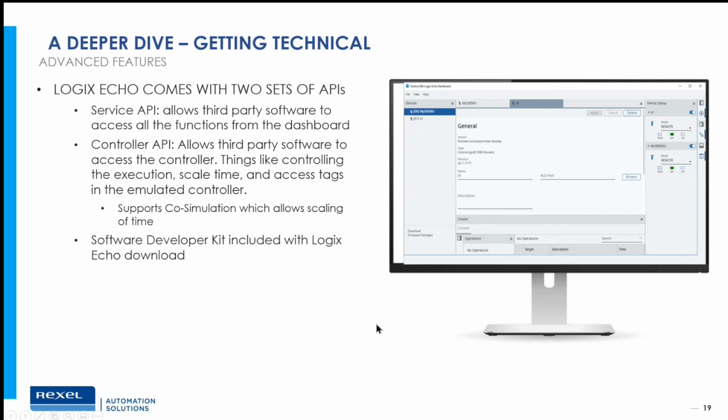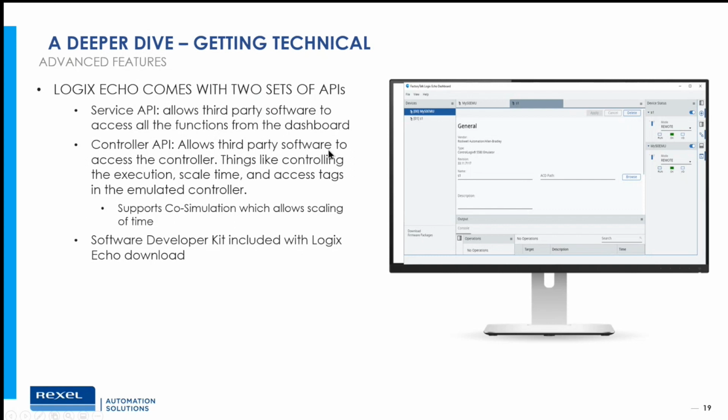Okay, so I keep talking about the API. Here's a little background on what these APIs do. Logix Echo comes with two sets of APIs built in. What those APIs are going to do is expose parts of Echo to third-party software. There's a service API, and it's going to expose all those controls on the dashboard that I showed you to third-party software or applications. So it's kind of an open interface. If you have a third party, or even if you want to write your own application, you can tie into that.